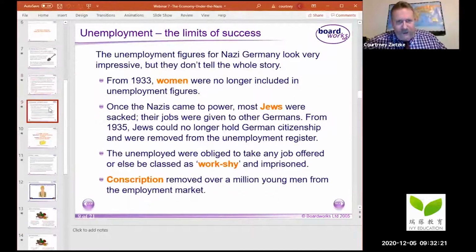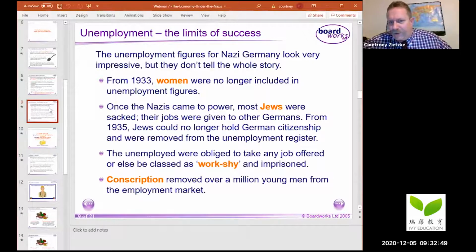We are continuing with unemployment, the limits of success. The unemployment figures in Nazi Germany look very impressive, but they don't tell the whole story. From 1933, women were no longer included in unemployment figures. Once the Nazis came to power, most Jews were sacked. Their jobs were given to other Germans. From 1935, Jews could no longer hold German citizenship, and they were removed from the unemployment register.